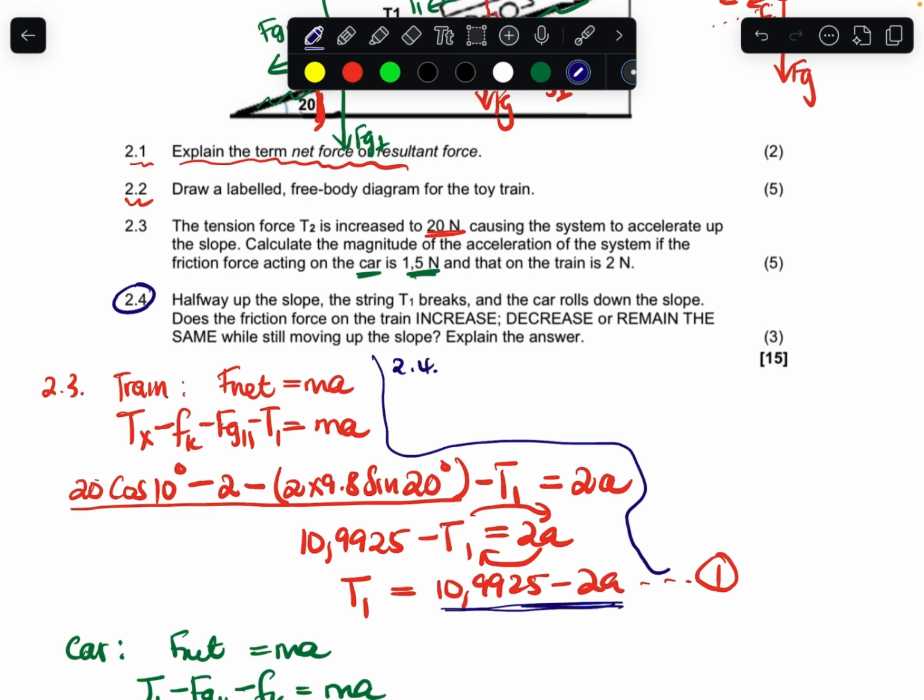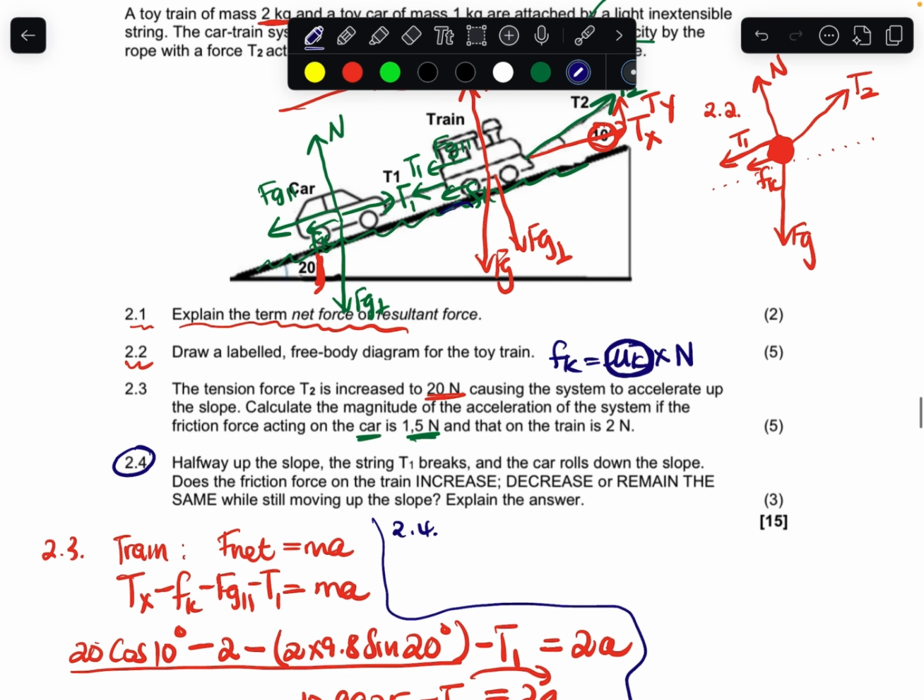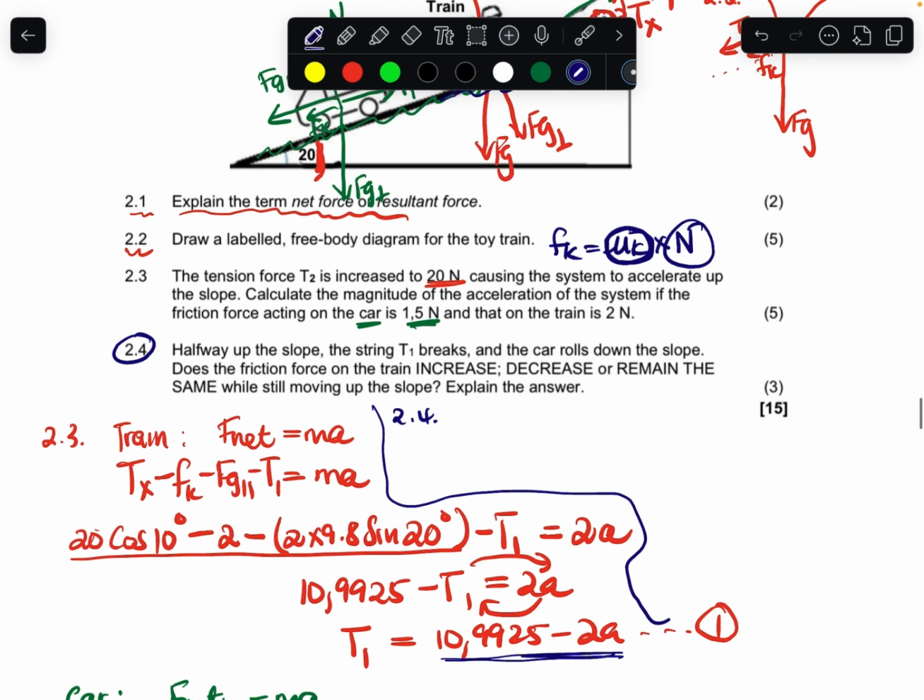Why? Let's look at the formula of friction. Friction is equal to mu k times the normal force. The normal force has not changed, and the mu k has not changed. The description of the surface has not changed, and the normal force as well has not changed. So if the normal force and the mu k have not changed, that means the friction will remain the same. So the answer here is remain the same.